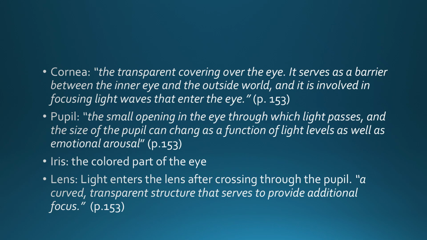The pupil is the small opening in the eye through which light passes, and the size of the pupil can change as a function of light levels as well as emotional arousal. The iris, of course, is the colored part of the eye, and the lens, light enters the lens after crossing the pupil. It is a curved, transparent structure that serves to provide additional focus.